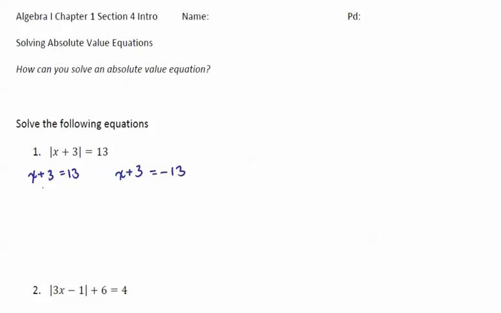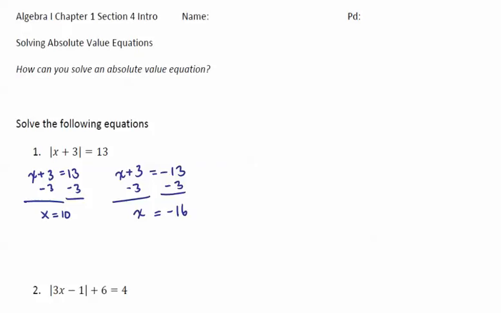We're going to subtract 3 on both sides, and we end up with x is equal to 10. Subtract 3 on both sides, and we have x is equal to negative 16. Now we know from what we've done in the lesson that this question is asking what number or numbers are 13 units away from negative 3 on the number line. When you see the plus 3, it really means x minus negative 3.